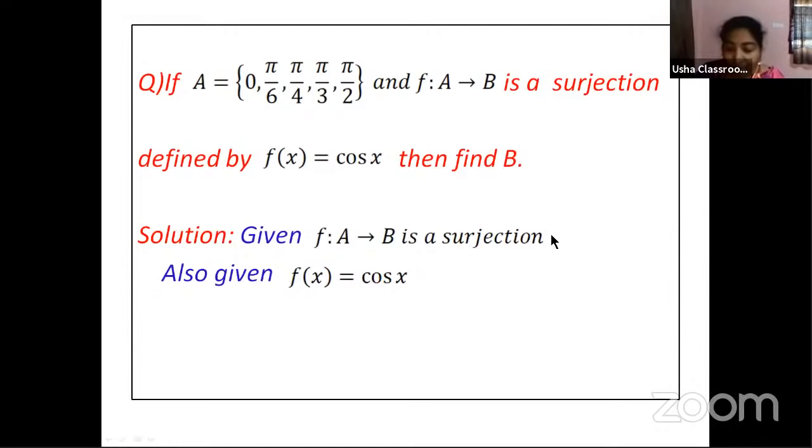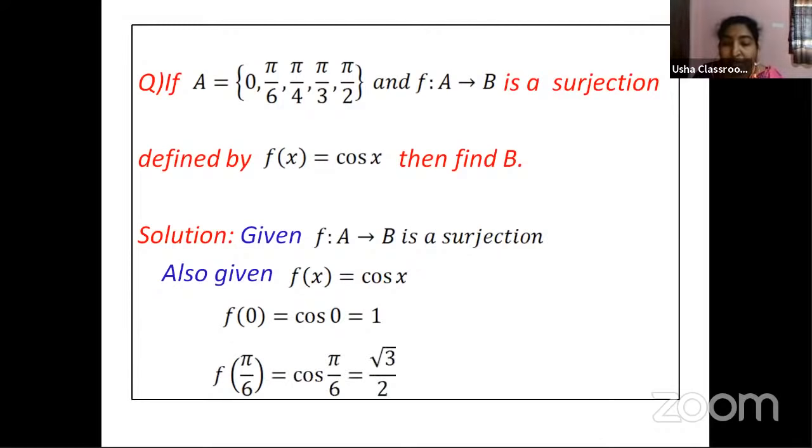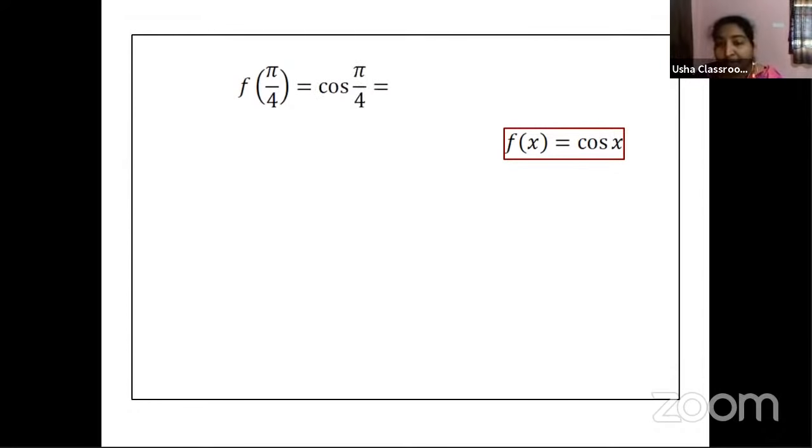All right. Now f of 0 is equal to cos 0. What is cos 0? Cos 0 is 1. Likewise, f of pi by 6 is equal to cos pi by 6, which is equal to root 3 by 2. Right? Now f of x is equal to cos x. Now we'll go for the remaining substitutions. f of pi by 4 is equal to cos pi by 4, which is equal to 1 by root 2.